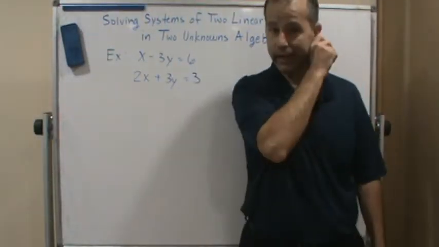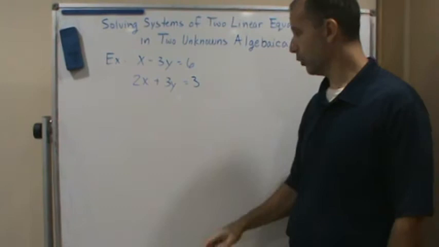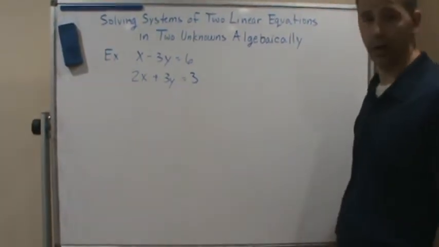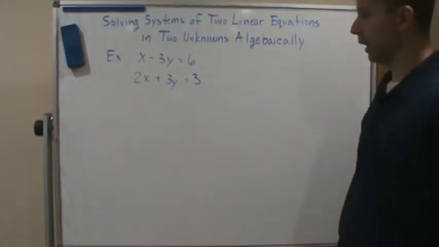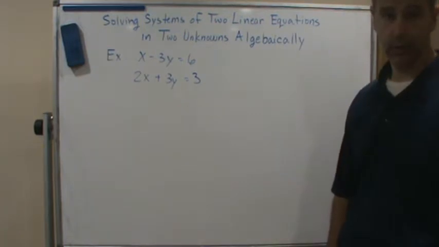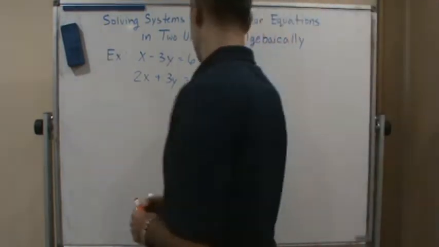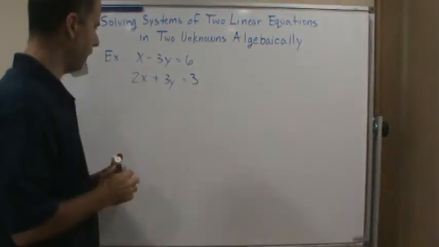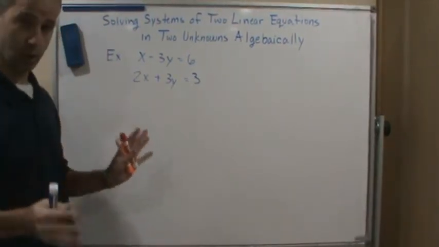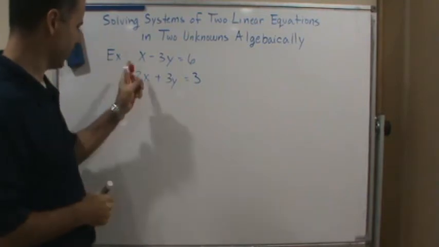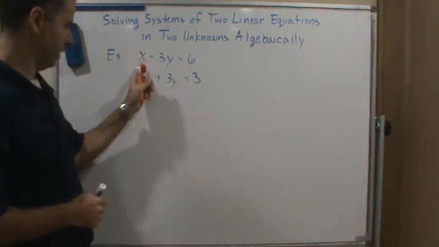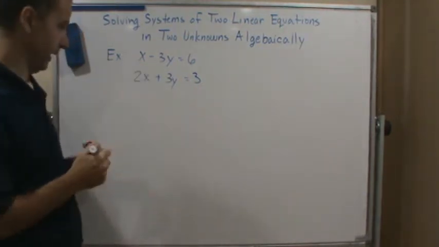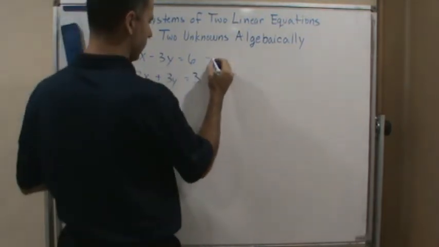Okay, so welcome, and in this example, I'm going to solve the system of two equations here with two unknowns, and we're going to solve this algebraically using those steps. So the first thing I'm going to do is rewrite one of these equations in terms of one of the unknowns, and since this one already has an x there, this will be the easier one to write.